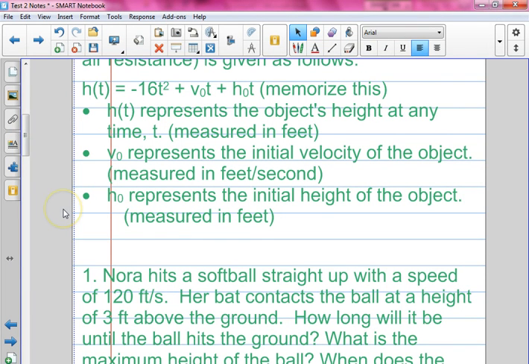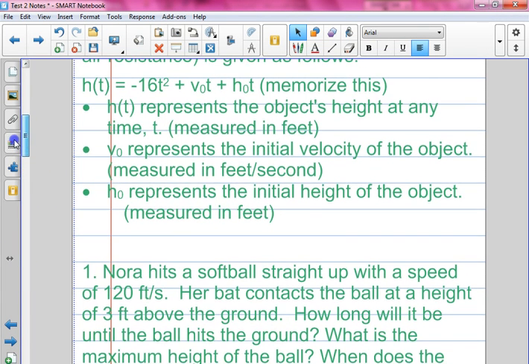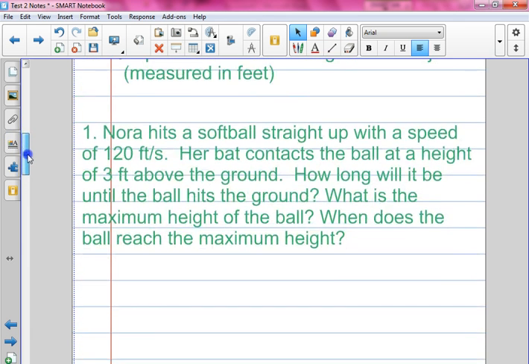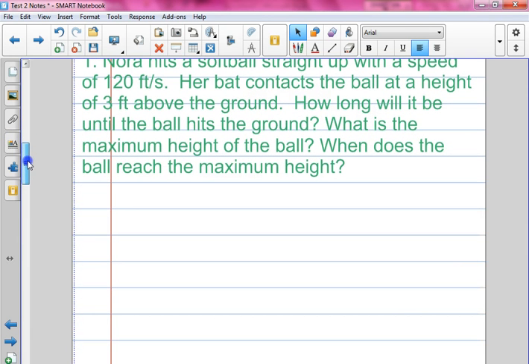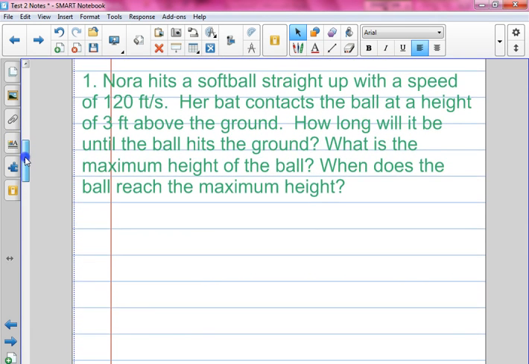All right, so Nora hits a softball straight up with a speed of 120 feet per second. Her bat contacts the ball at a height of 3 feet above the ground. How long will it be until the ball hits the ground? What is the maximum height of the ball? When does the ball reach the maximum height? So I have multiple questions.